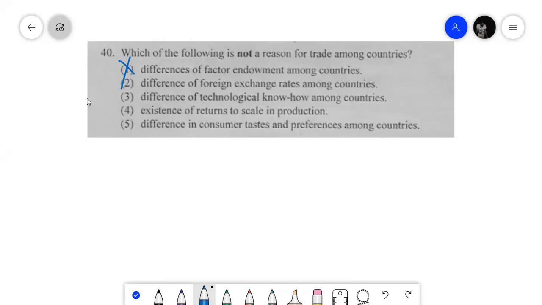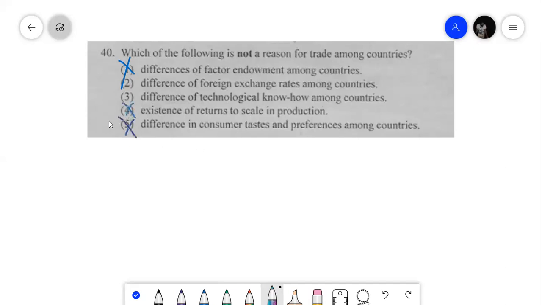Think. Okay, we'll go from down. Difference in consumer taste and preference, guys. Go and check in whatever tools you are studying, reasons for comparative advantage or reasons for international trade. Difference in consumer taste, yes, is a reason. Existence of returns to scale in production, that is a reason, guys.